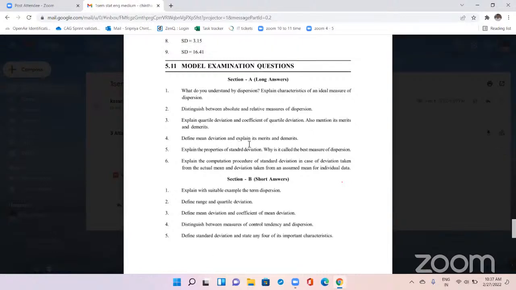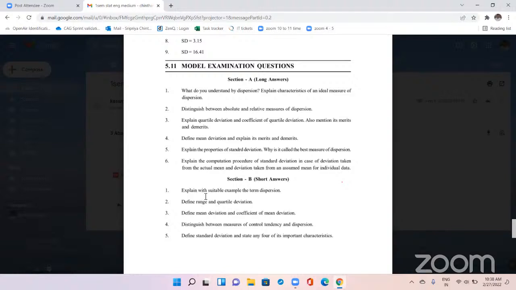Define mean deviation, explain its merits and demerits. Explain the properties of standard deviation, why it is called the best measure of dispersion. Explain the computation procedure of standard deviation in case of deviation taken from the actual mean and deviation taken from assumed mean for the individual data.